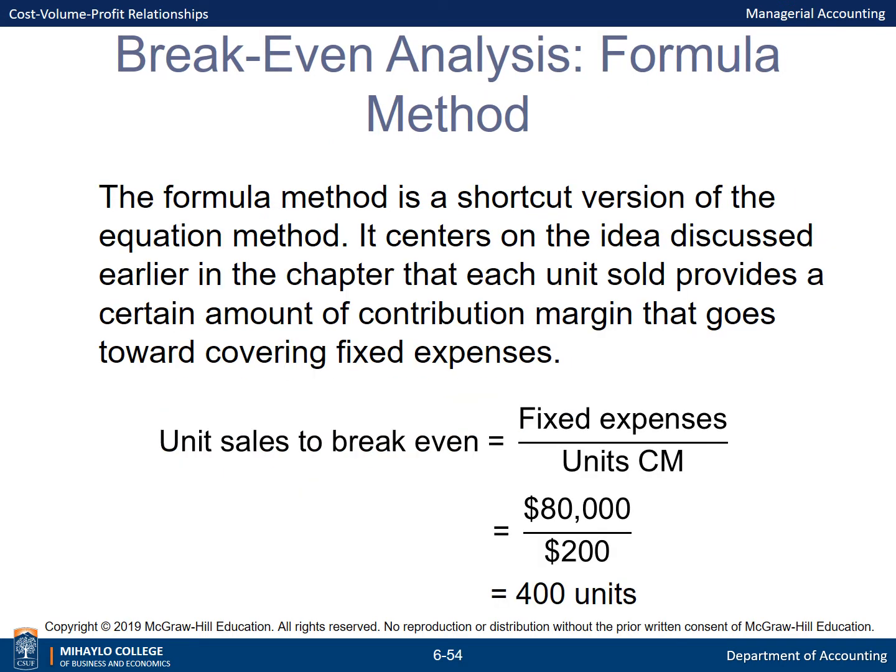The formula method is a shortcut version of the equation method. It centers on the idea discussed earlier in the chapter that each unit sold provides a certain amount of contribution margin that goes toward covering fixed expenses. Unit sales to break even is calculated as fixed expenses divided by unit CM. Once again, $80,000 divided by $200 equals 400 units.